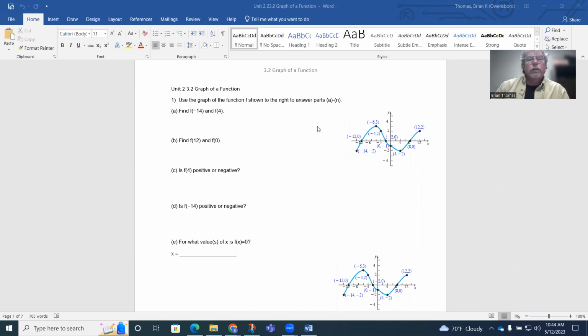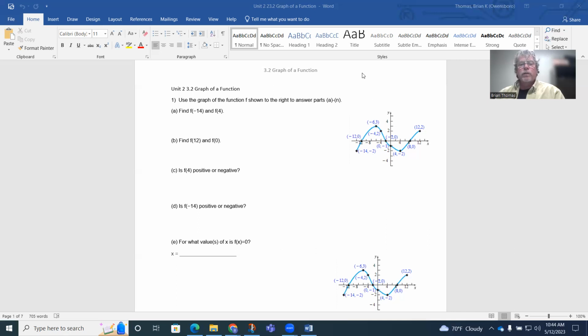So use the graph of the function f shown to the right to answer parts a through n. So a says find f of -14 and f of 4. So looking at this graph over here, we see that there's ordered pairs present. Remember, the input values are the x values and the output values are the y values.